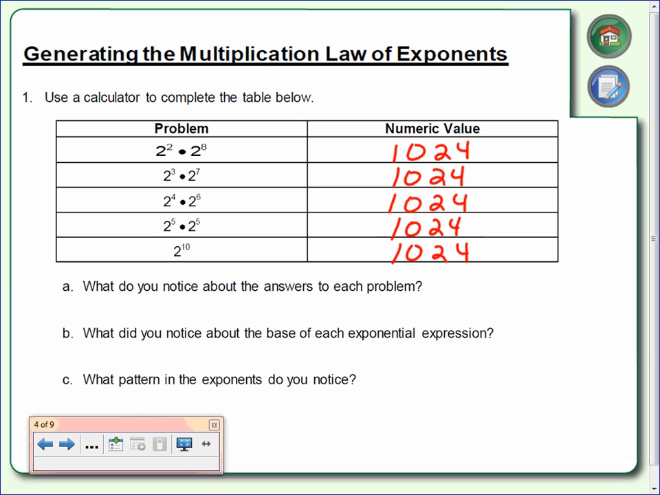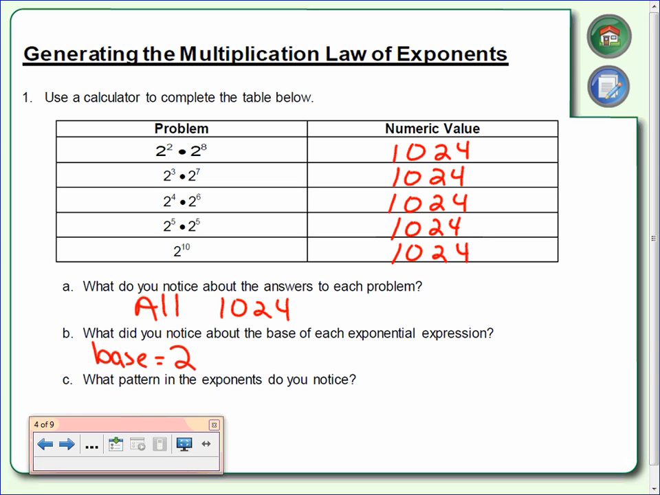So notice all of these resulted in the same answer. We all got 1,024. So right here on part A, what do you notice about the answers to each problem? They're all 1,024. They're all the same answer. Look at the second part, part B. What did you notice about the bases of each of these exponents? Look at all the bases. They're always a 2. That was for every single one of those.